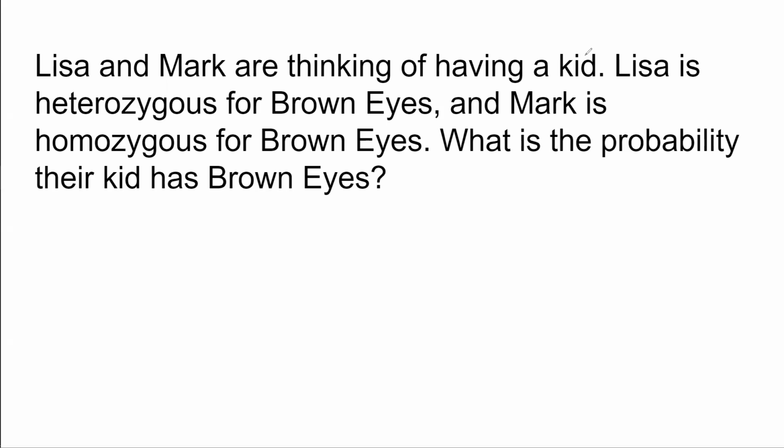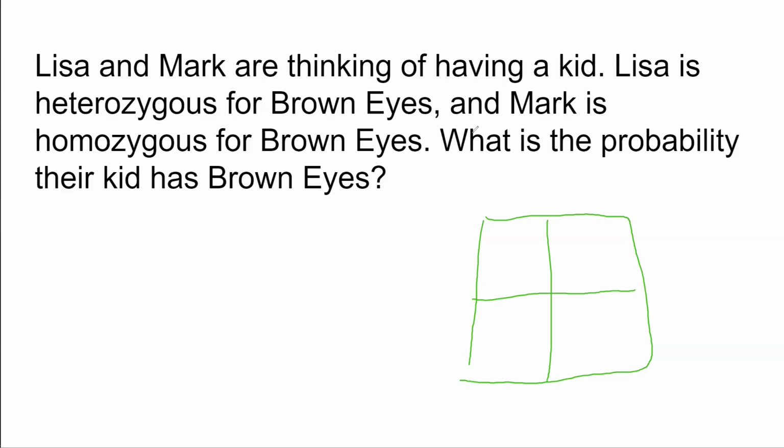So we want to figure out the probability of their kid having brown eyes. Let's think of how we would do this using a Punnett square. If you draw a Punnett square, it's just a square like that. The reason we draw it like this is because each parent has two alleles. So let's look at Lisa's alleles. She's heterozygous, so she's going to have one dominant and one recessive.